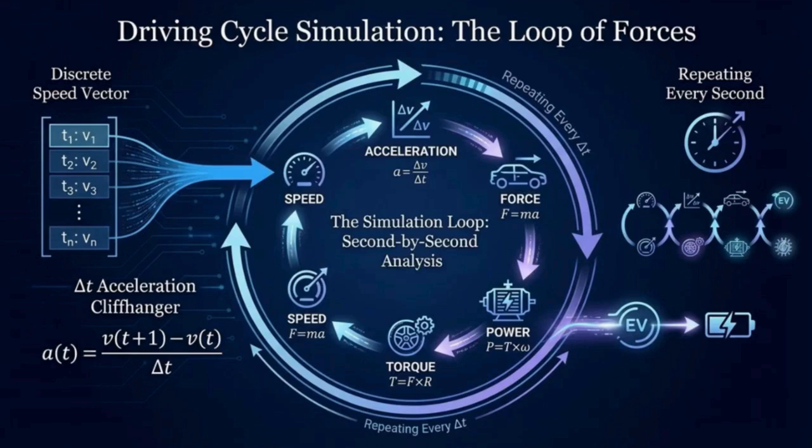Every small delta t becomes a cliffhanger. Will the vehicle speed up, slow down, or remain constant? From acceleration, we calculate force. From force, we calculate torque. From torque, we calculate power. And this loop repeats every second.